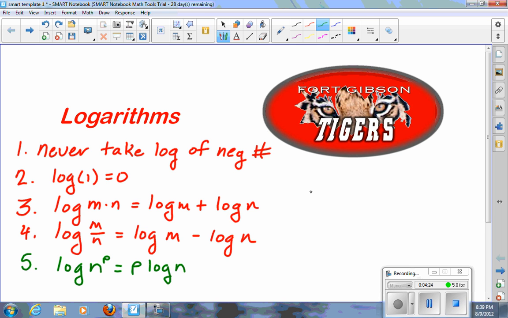So for instance, if I have the log of 8, well, you see 8 can be written as a power like this. So what this rule says is take that power and bring it down into the front. Bring it down in front of the log. Like bring this 3 right here down to here. So log of 8 is the same thing as 3 times the log of 2.